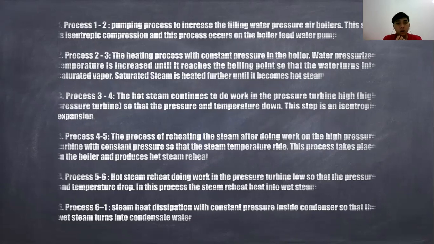Fifth, the hot reheat steam does work in the low pressure turbine so that the pressure and temperature drop. In this process, the reheat steam turns into wet steam. And the last one, steam heat dissipation at constant pressure inside the condenser so that the wet steam turns into condensate water.